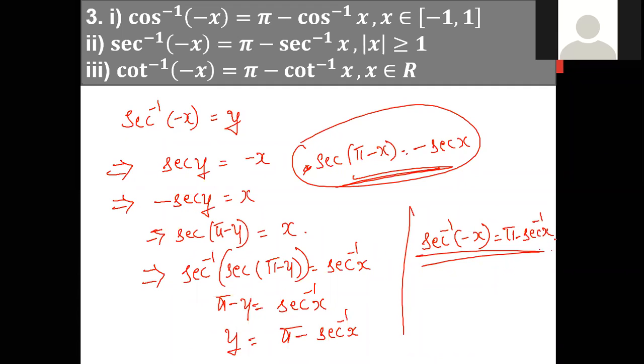Is it clear, Kirti? Someone with Kirti, Ramu. So is it clear for you?